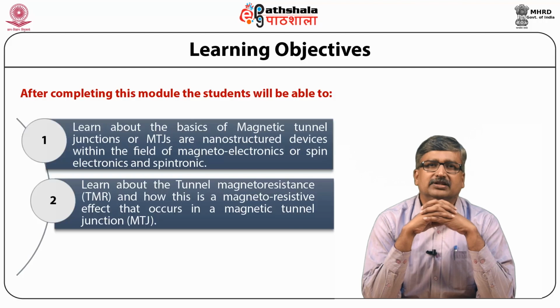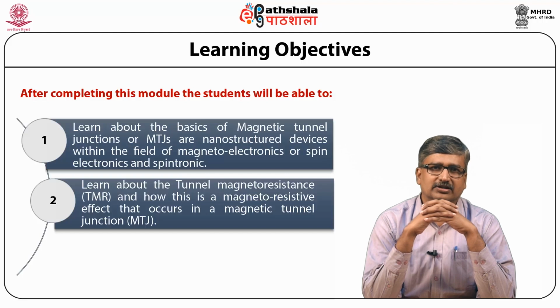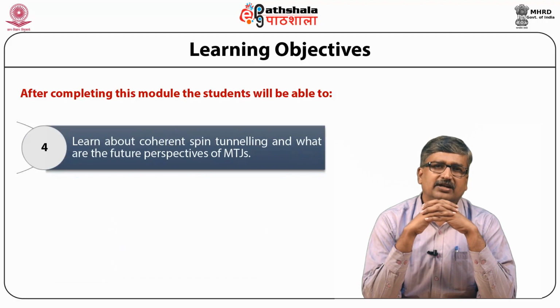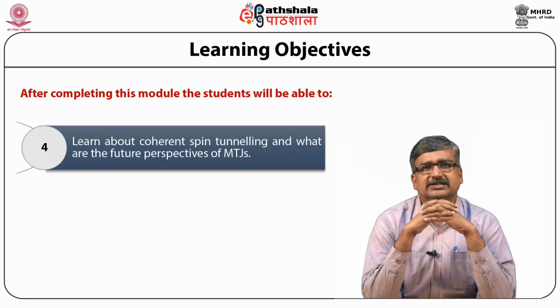We will learn about the tunnel magnetoresistance, TMR, and how this is a magnetoresistive effect that occurs in the magnetic tunnel junction, which is MTJ. We learn about the basic phenomena in MTJ and its development, the coherent spin tunneling, and what the future perspective of MTJ is.